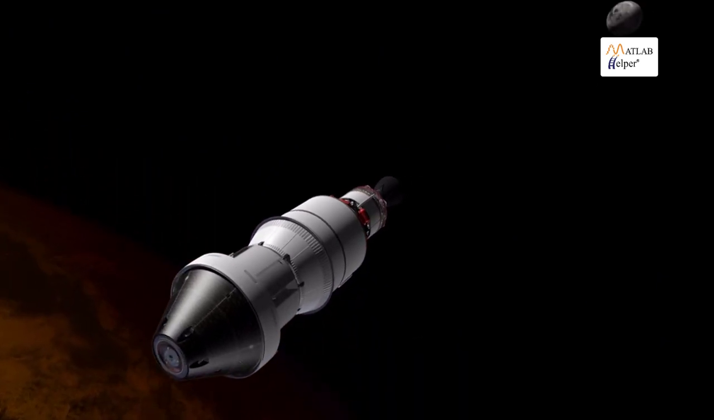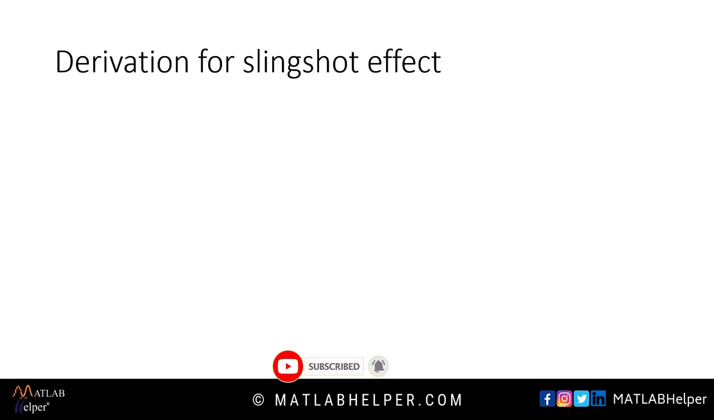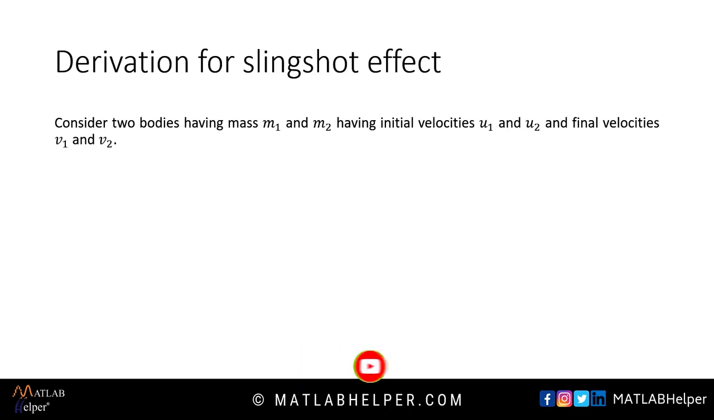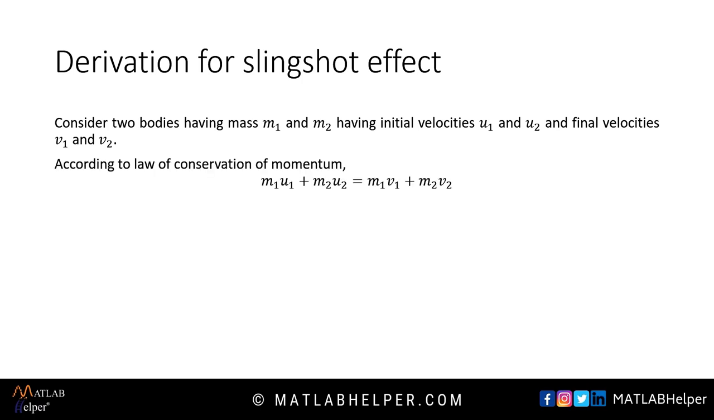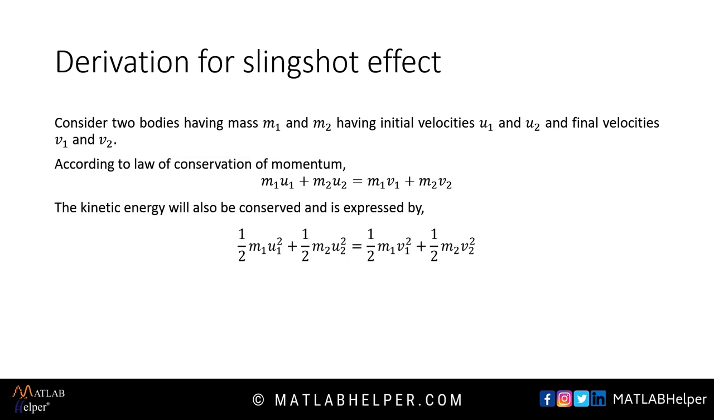Now that we know how it works theoretically, let's do some math to prove this effect. Consider two bodies having mass m1 and m2, having initial velocities u1 and u2 and final velocities v1 and v2. The mass m1, velocity u1 and v1 are that of the spacecraft. Similarly, the mass m2, velocity u2 and v2 correspond to the planet. According to the law of conservation of momentum, m1 u1 plus m2 u2 equals m1 v1 plus m2 v2. Accordingly, the kinetic energy will also be conserved and we will get the following equation.